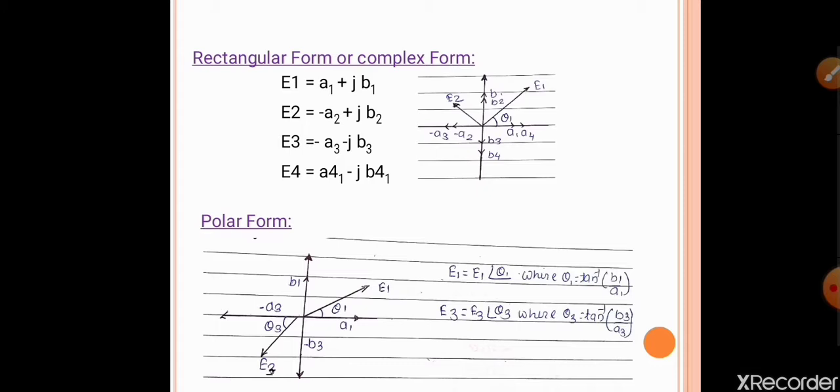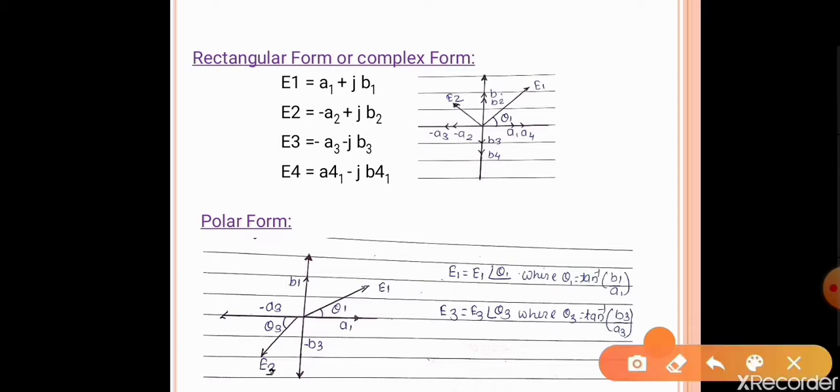So how can you write E1? E1 equals A1 plus j B1. E2 equals minus A2 plus j B2. If E3 is given, E3 equals minus A3 minus j B3. E4 equals A4 minus j B4. So this is the complex form or the rectangular form. In the complex form, the equation is always written in terms of A plus jB, where A is the real term, whereas B is the imaginary term.